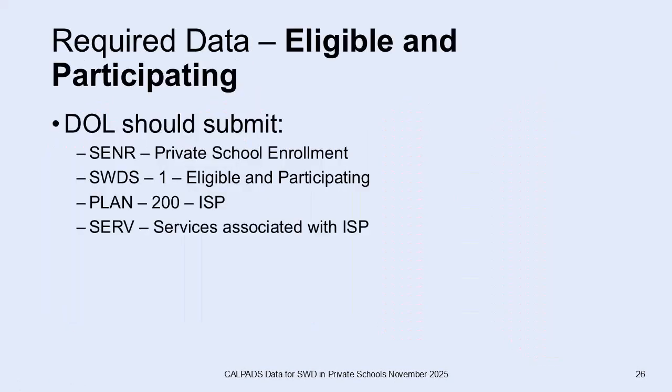All right, so for students who are eligible and participating, so they're evaluated and they are eligible and participating at a private school within your district, you should submit, number 1, a private school enrollment, a SWDS, a status of eligible and participating, and then because they're participating, they're on an ISP, so a plan type of 200, and then of course you would submit the services associated with that individualized service plan.